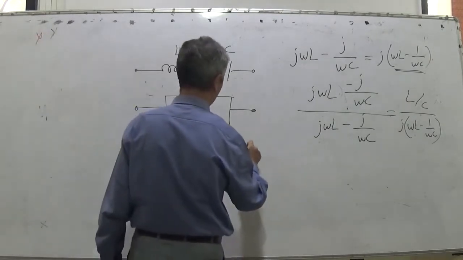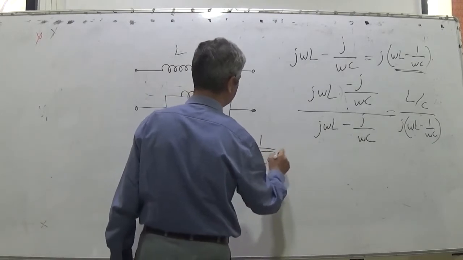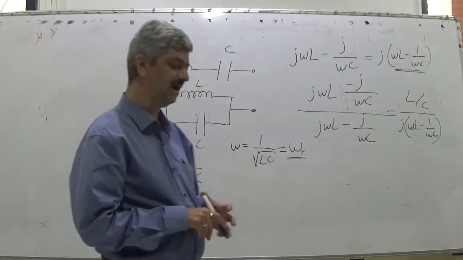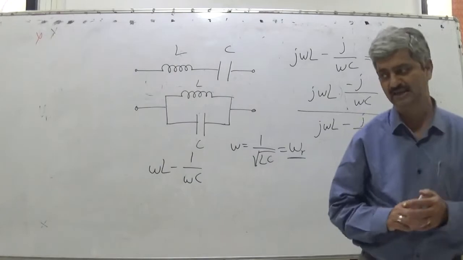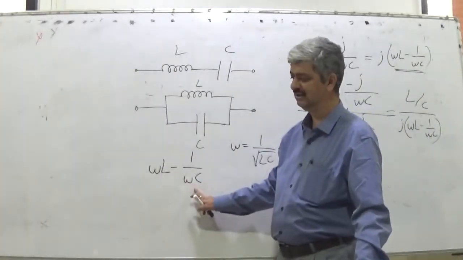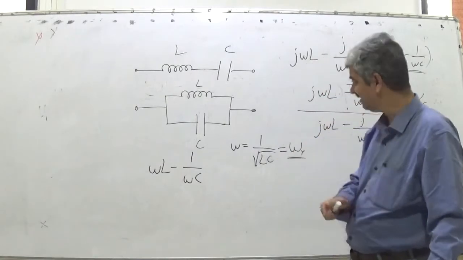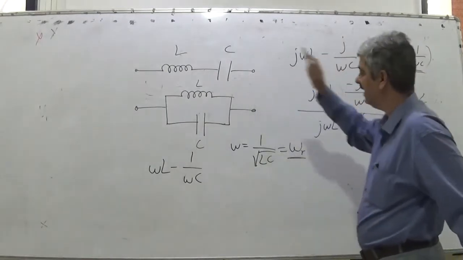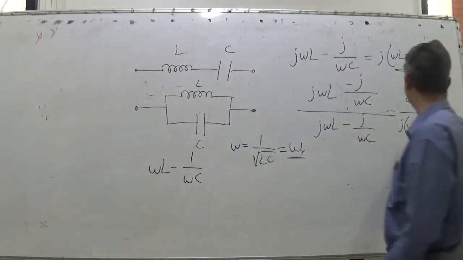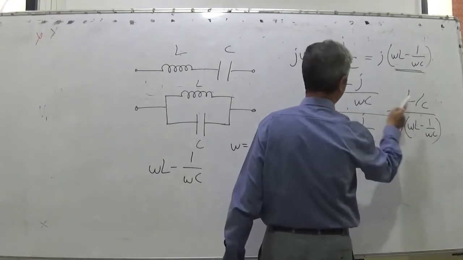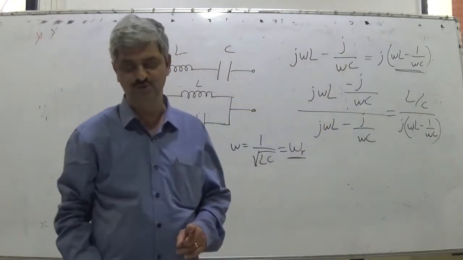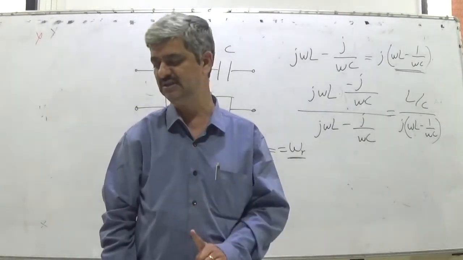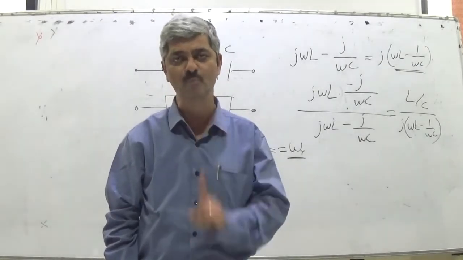So at omega equal to 1 upon under root of LC, which is called omega R, both of these become equal, so they cancel each other. So at resonance, this bracket becomes 0, impedance becomes 0, it behaves like a short. In the parallel case, at resonance this bracket becomes 0, denominator becomes 0, this becomes an open circuit. So at resonance, LC series combination behaves as a short circuit. At resonance, LC parallel combination behaves as an open circuit.